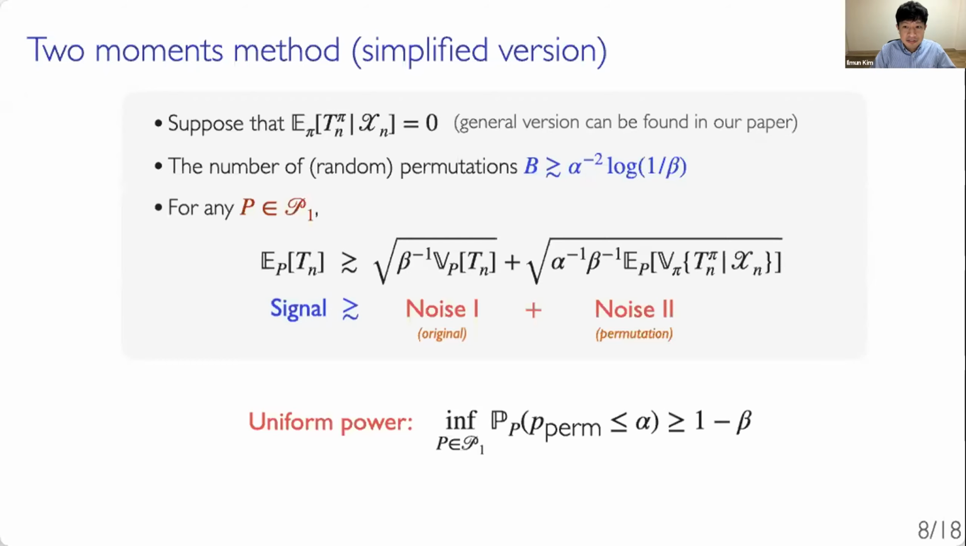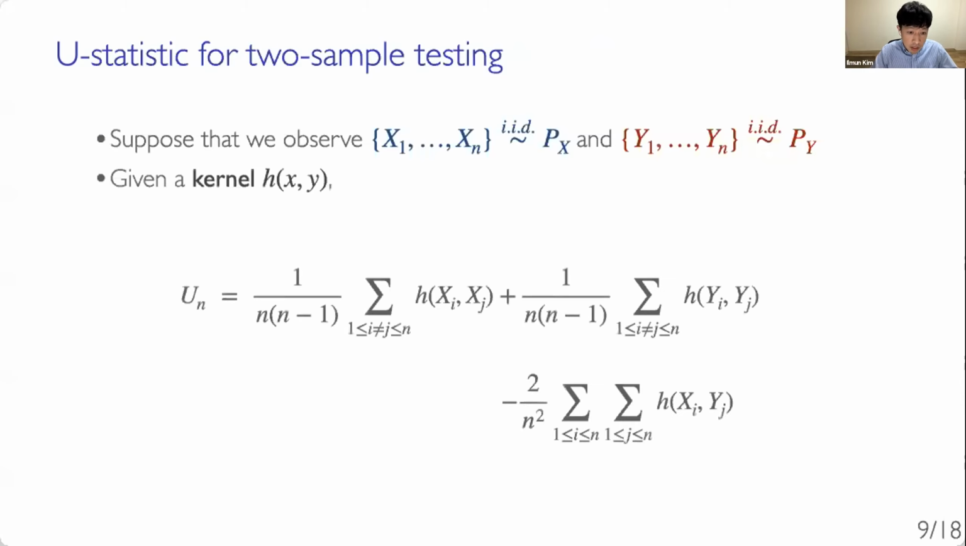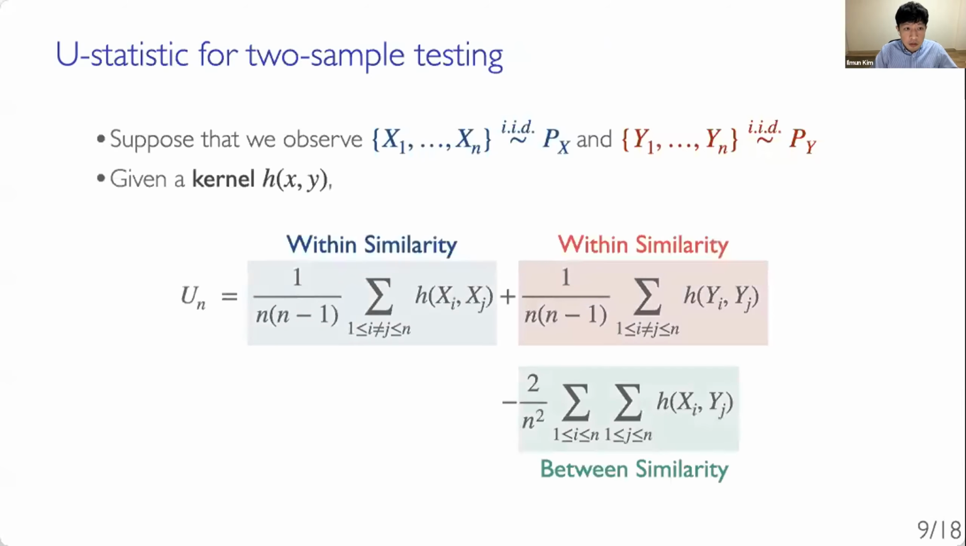Okay. So great. If we restrict our attention to a certain statistic, namely the U statistic, then we can further simplify the previous condition. Suppose that we draw IID observations x1 through xn from a distribution P sub X, and similarly y1 through yn from another distribution P sub Y. And then given a symmetric kernel h of x and y, the two-sample statistic is defined as follows.